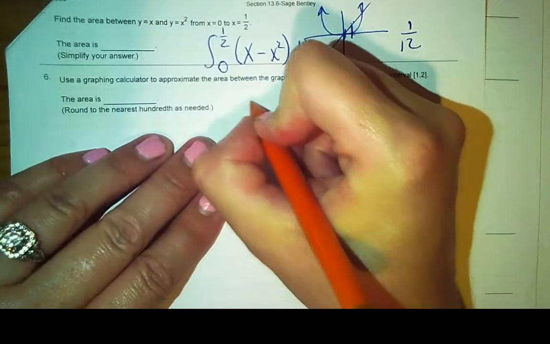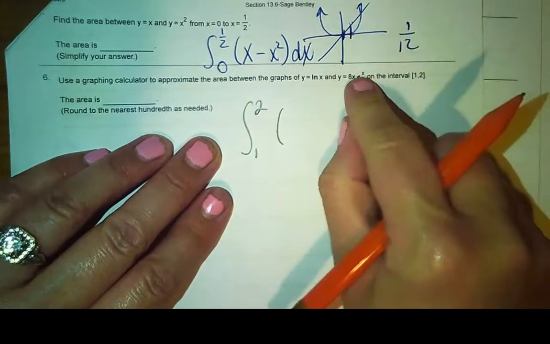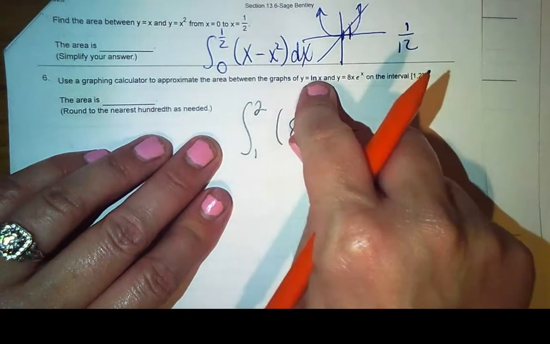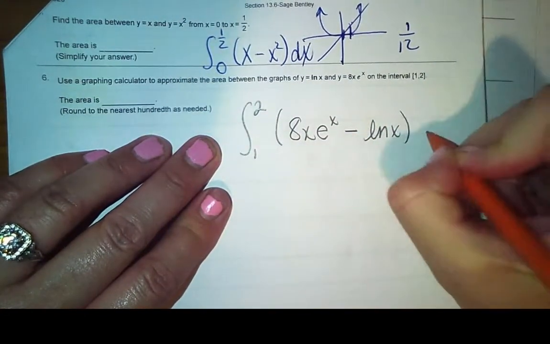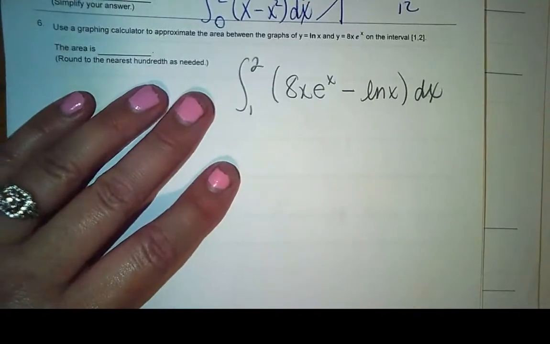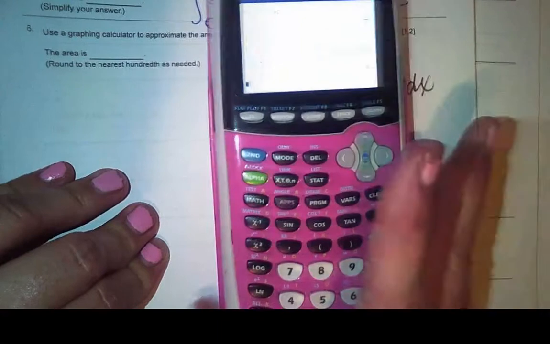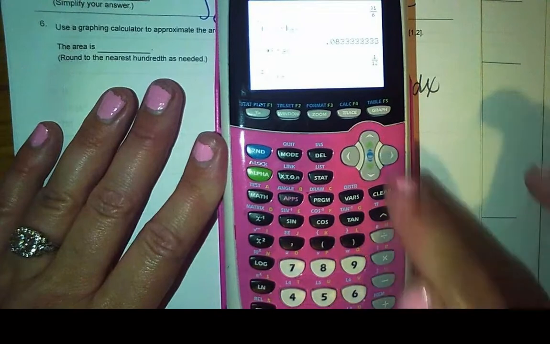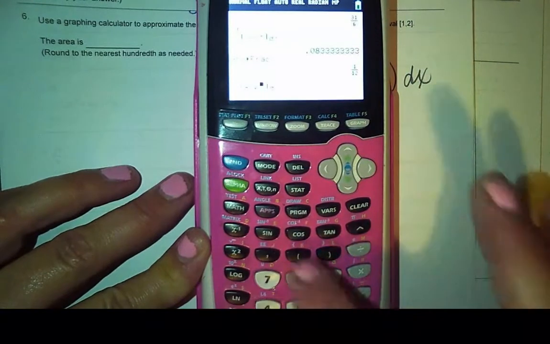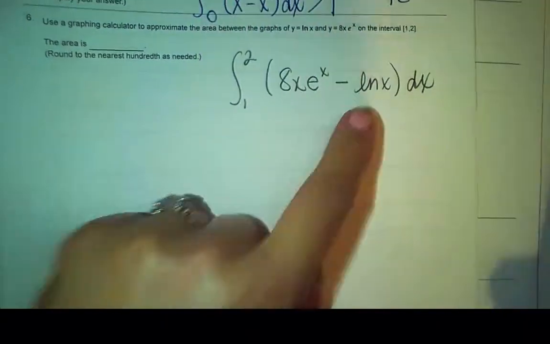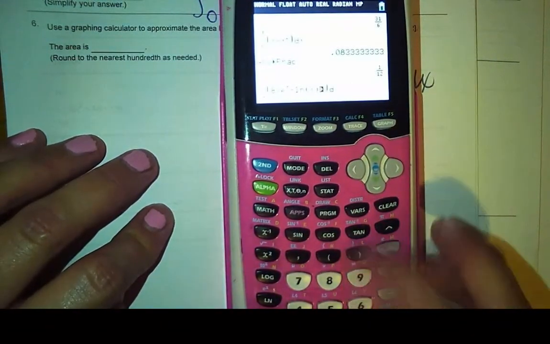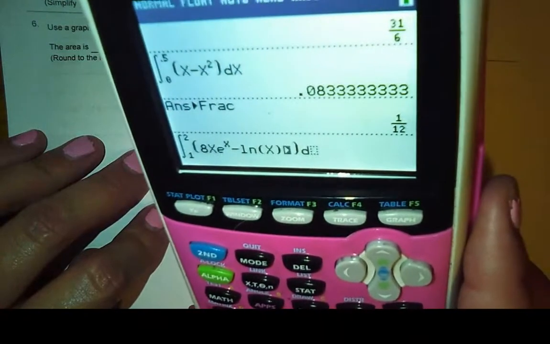So all we have to do is go from 1 to 2 of the top function, which is 8x e to the x, minus the bottom function, which is the natural log of x, dx. And that's your setup. So when we put this in, we've got Math 9, and then from 1 to 2 of the top function, 8x e to the x, minus the bottom function, the natural log of x. Close that parenthesis, otherwise it'll screw up. Okay, dx.